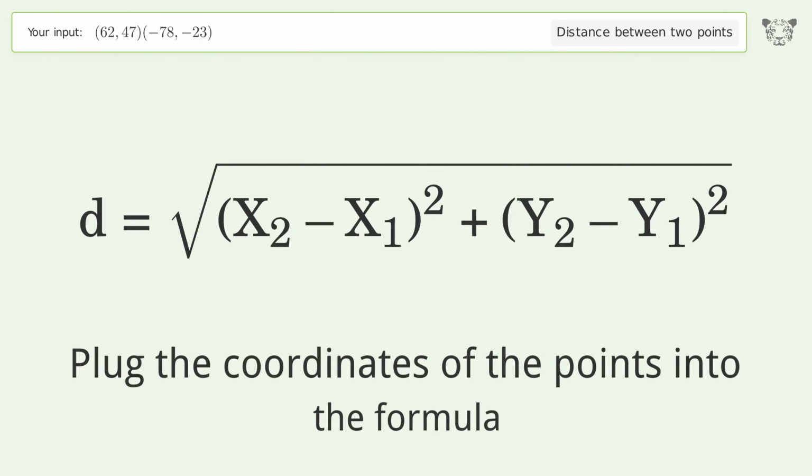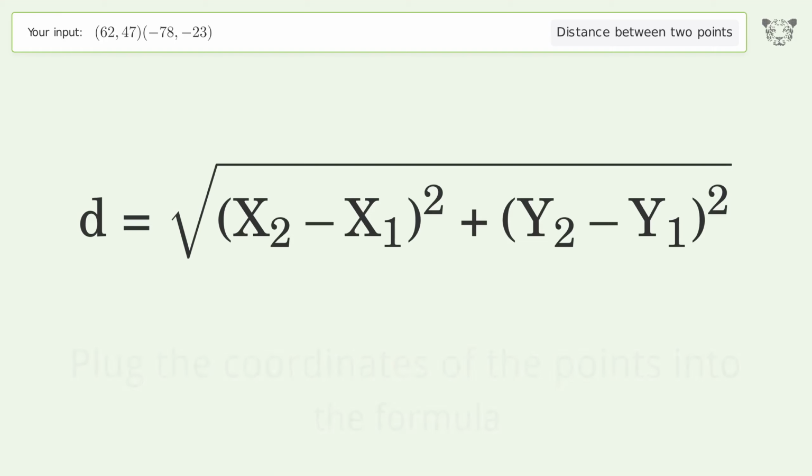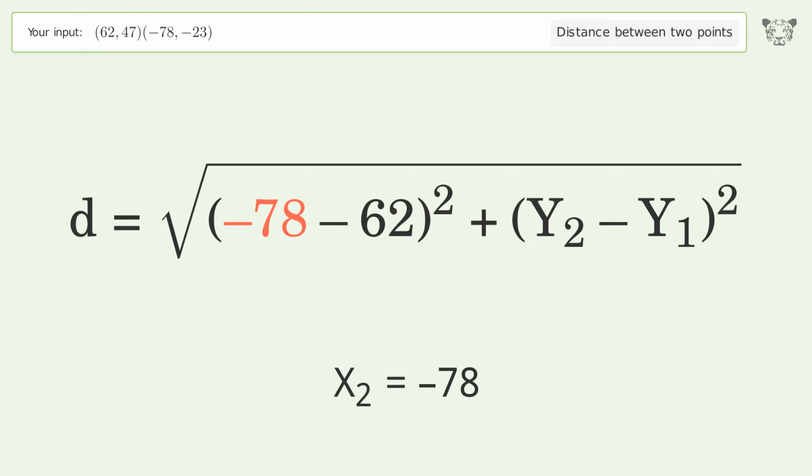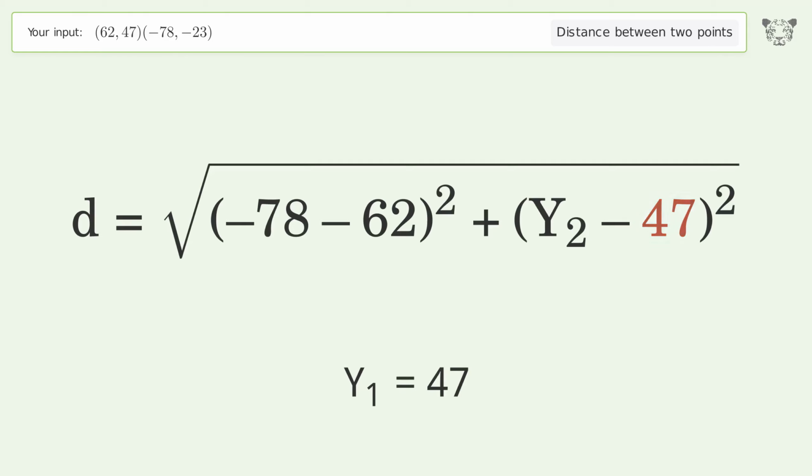Plug the coordinates of the points into the formula. x1 equals 62. x2 equals negative 78. y1 equals 47. y2 equals negative 23.